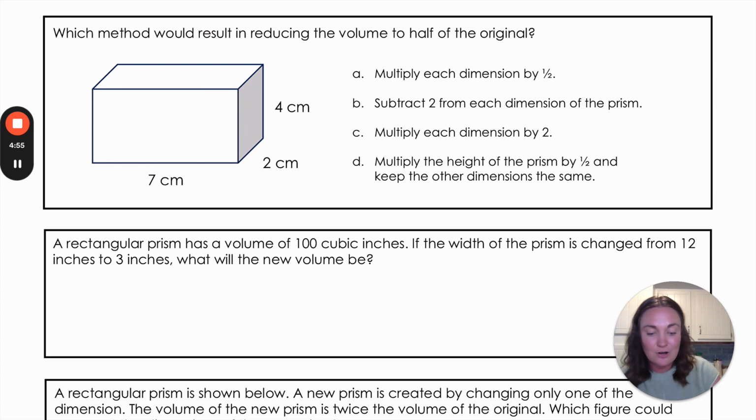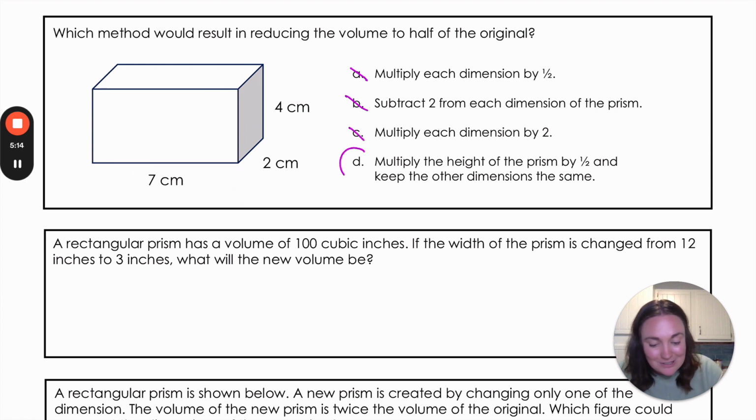So that is not correct. We only want to change one at a time. We know we're not subtracting, right? That's not going to give us what we want for our answer. If we multiply each dimension by 2, then again, we're changing all three dimensions, which doesn't work. And also it's going to be bigger, right? Because we're multiplying by 2 instead of multiplying by 1/2.